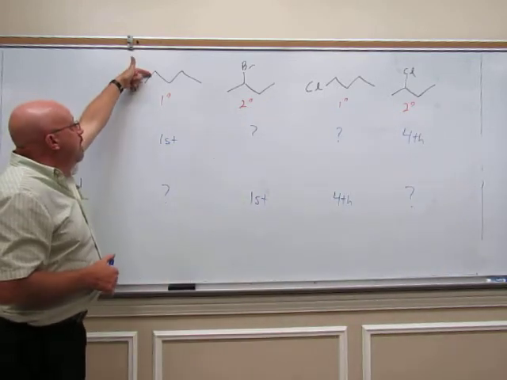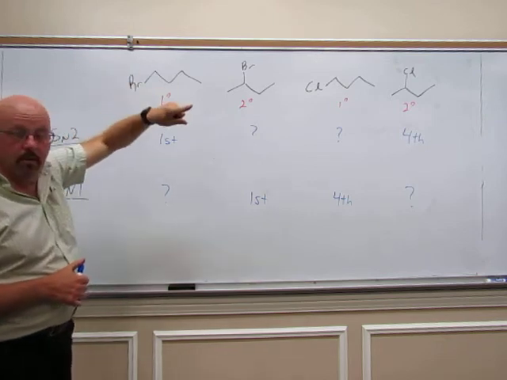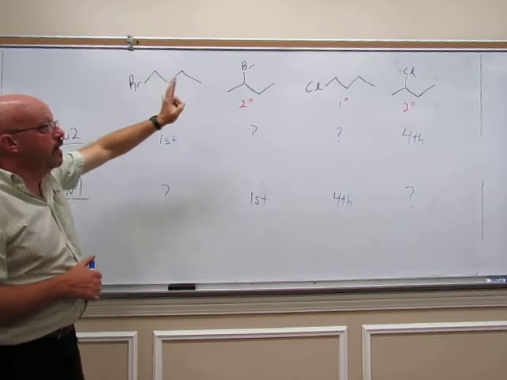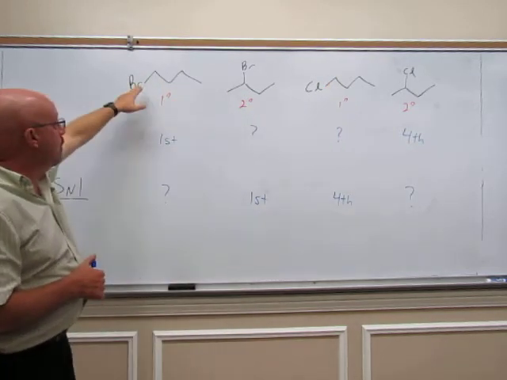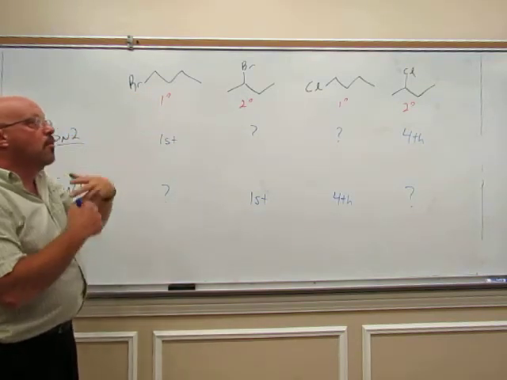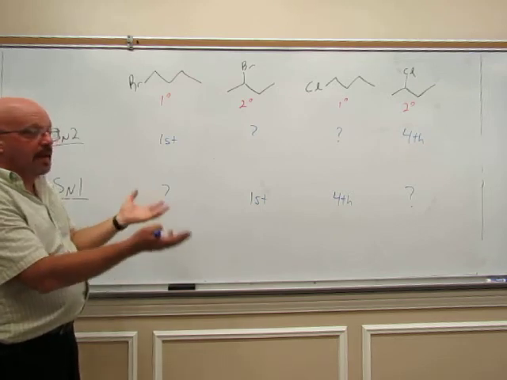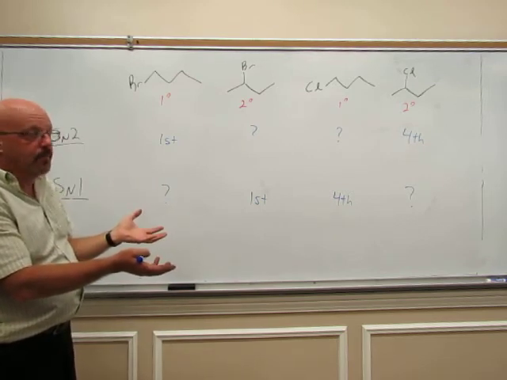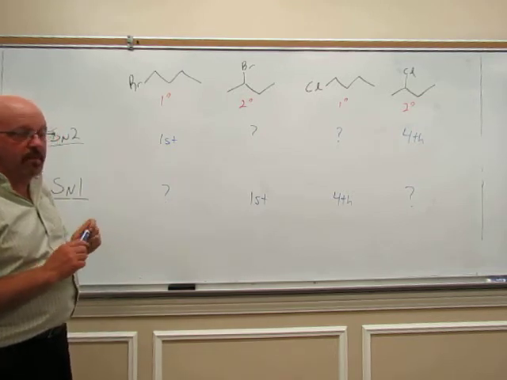We have bromo that's a better leaving group than the chloro, but if the chloro leaves, you get a secondary carbocation. If the bromo leaves, you get a primary carbocation. Secondary is more stable. So what's more important? The leaving group ability or that carbocation stability? So I'll leave that as question marks to let you determine that in the lab.